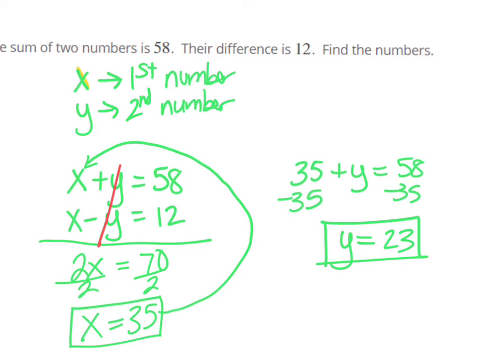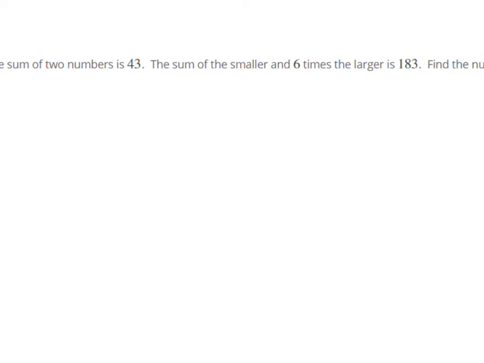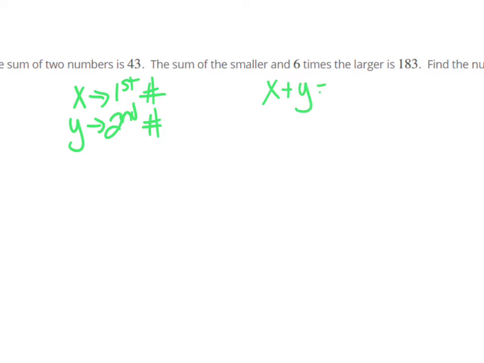All right, so there's an example of a number problem. Here's a second type of number problem. It's still the same deal where you have two numbers. So let's go ahead and say x again is the first number, and y is going to be the second number. The sum of the two numbers is 43. All right, so again, I'm going to come up here. x plus y is going to be 43.